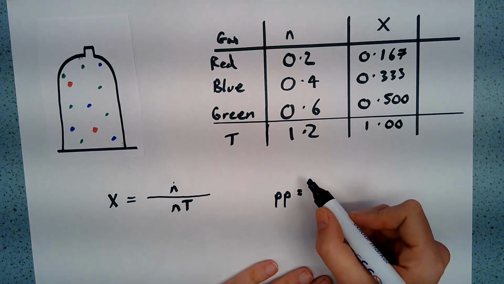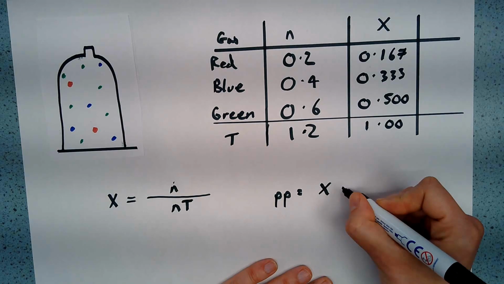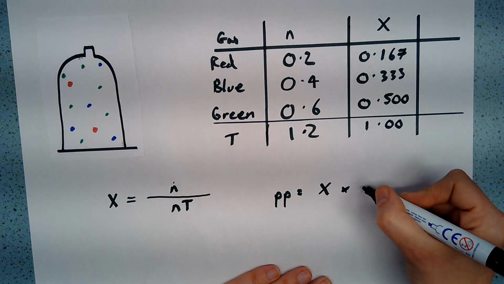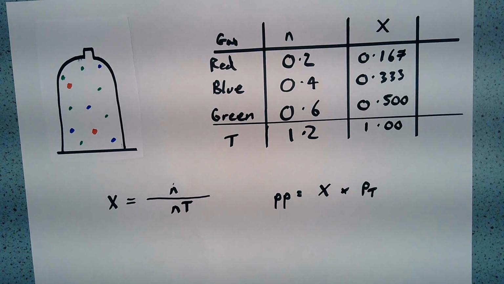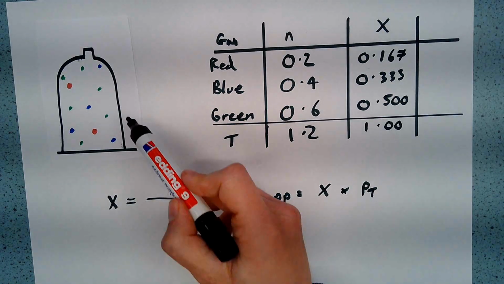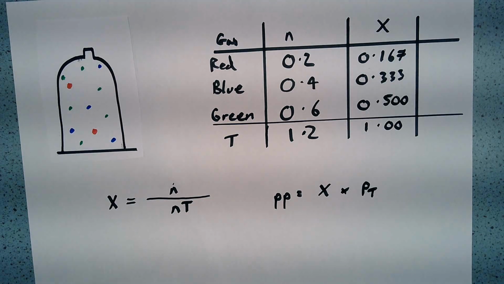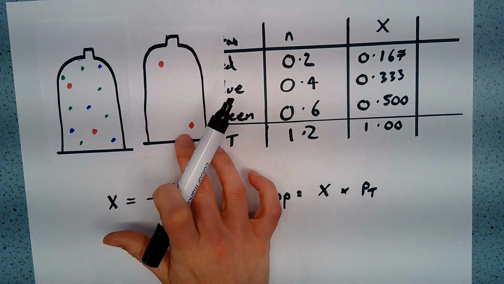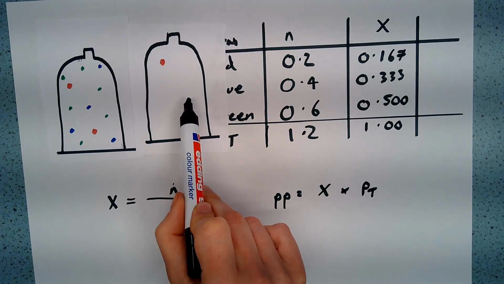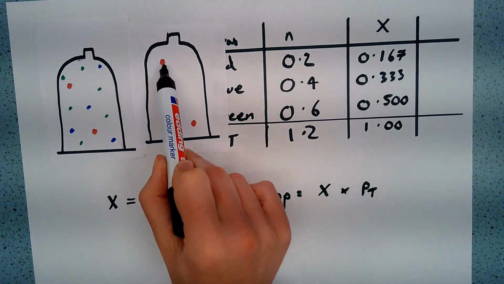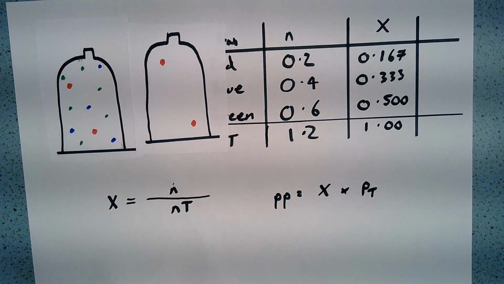Partial pressure is calculated by taking the mole fraction of a gas and multiplying it by the total pressure. What that means is if I take my sample of gas and I extract from it just the red gas, then you can see that the pressure in this version of the container is going to be much, much lower because it's got fewer particles. It's only got the red ones in, so that's going to give us a lower pressure.